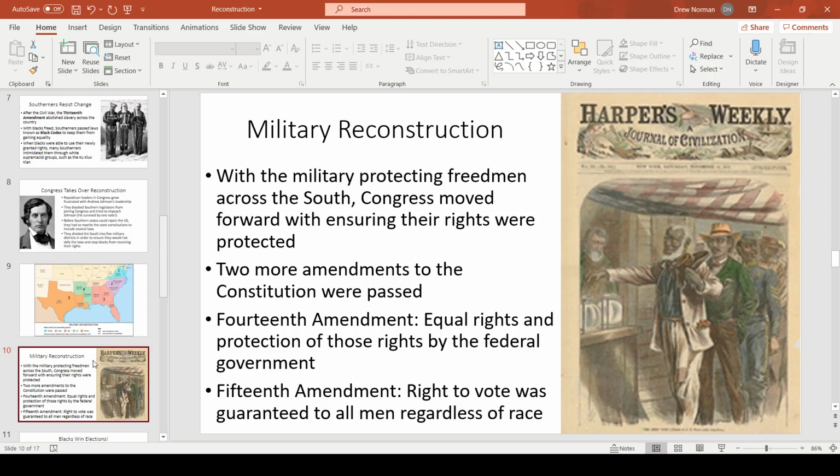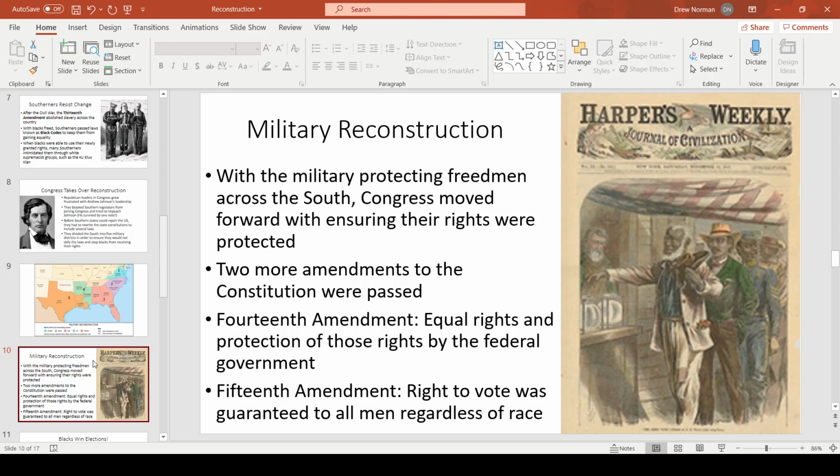They have the 14th Amendment passed, which promised them equal rights and protection of those rights by the federal government. In other words, if southern states tried to pass any more black codes, they would be blocked. And if anyone tried to force those black codes on them or force them to give up their rights, African Americans could look to the military and the federal government to protect them from those southern states. Then you also have the 15th Amendment.